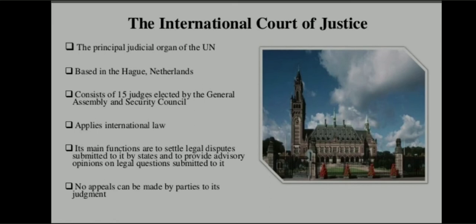The next organ is the International Court of Justice. It is known as the judicial organ of the UN, as it settles disputes between nations. And it is located in Holland. It consists of 15 judges belonging to different member nations, and its main functions are to settle legal disputes submitted to it by states and to provide advisory opinions on legal questions submitted to it.